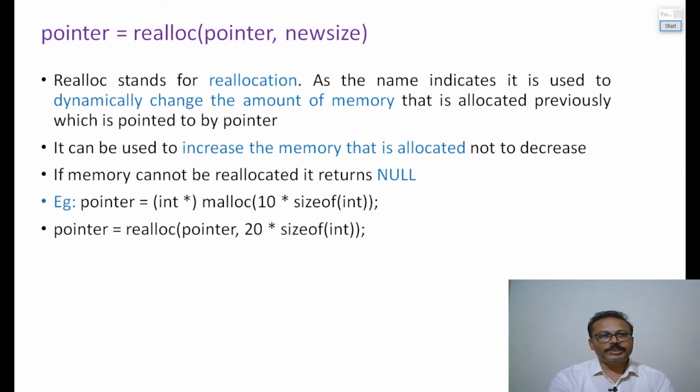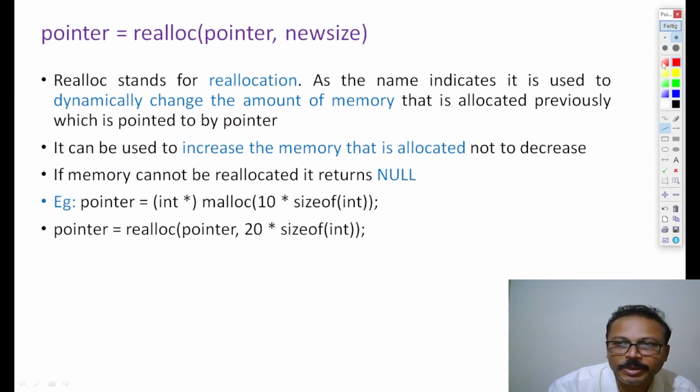Next, last function is realloc. So realloc stands for reallocation. As the name indicates, it is used to dynamically change the amount of memory that is allocated. Okay, you can allocate using malloc, calloc, you can allocate the memory. But what happens? During runtime, you want to change it. Then you can use realloc.